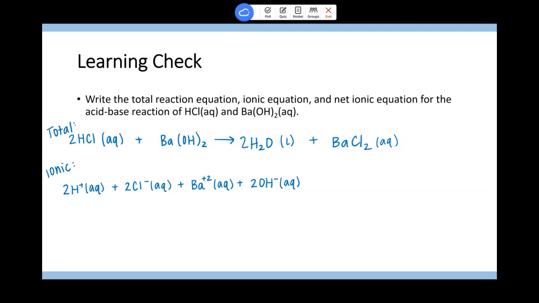If you add 1 mole of barium hydroxide into a solution of water, for every 1 barium 2 plus ion, you have 2 OH minus anions. So we need to use that coefficient there. Then we have 2 H2O. And then barium chloride, we have 1 barium 2 plus and 2 Cl minus.